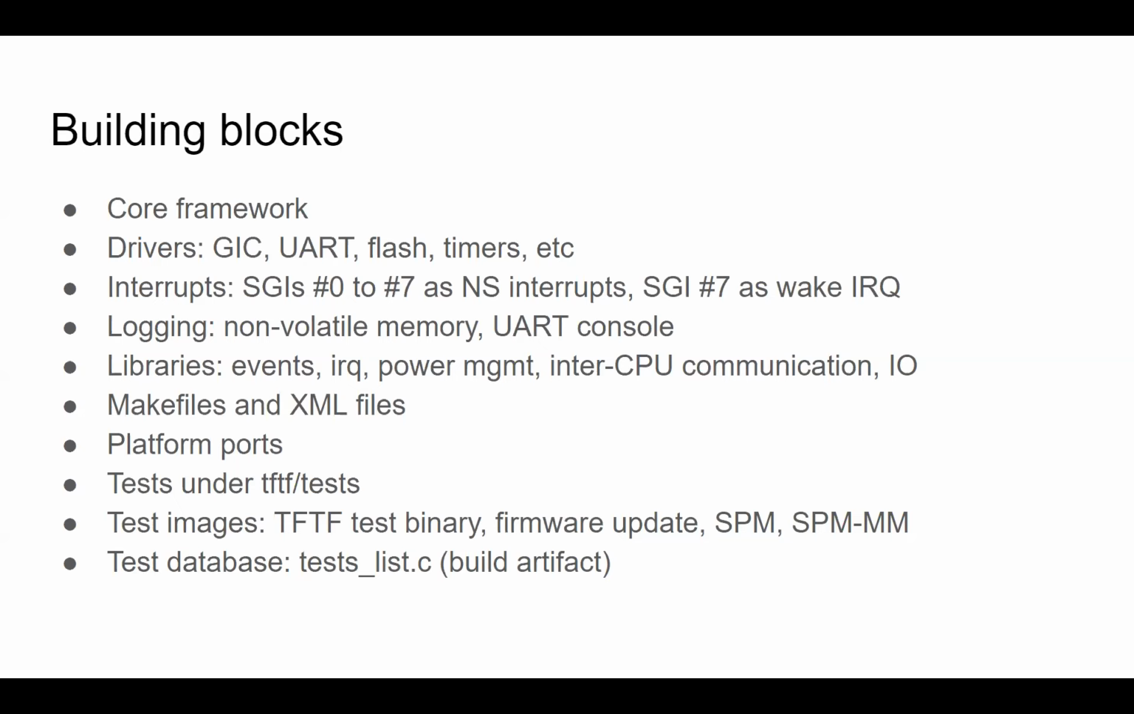Then the last point, the test list.c. This is a build artifact that gets generated at the end of the build and depends on what you have enabled in your makefiles and XML files. This is an output file that gets generated by a Perl script, and you can treat that as your test database. So at the end of your compilation, you can always look at this file and see what has been enabled, what has been disabled. Does the list look right to you? And then you can tweak it if you want.